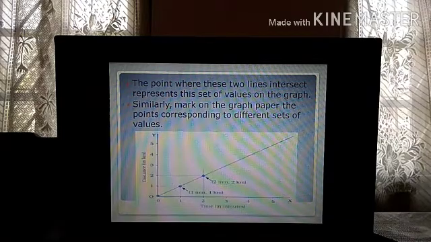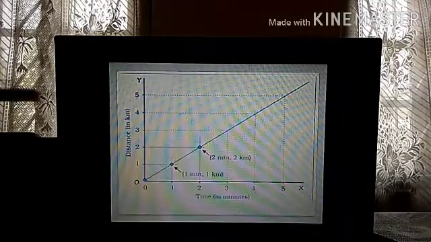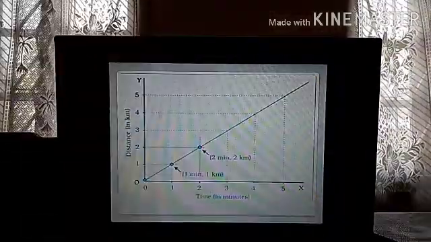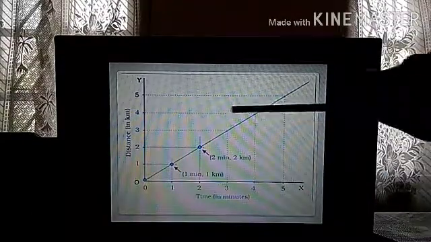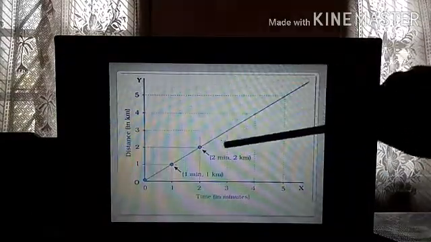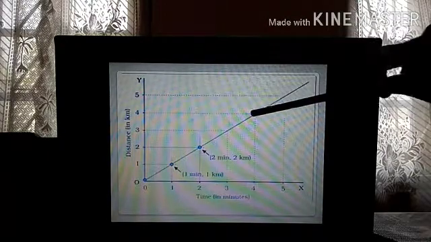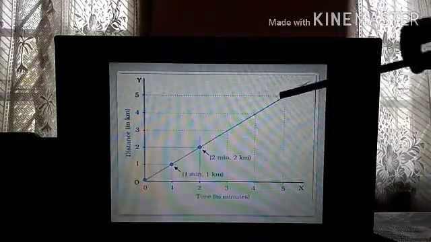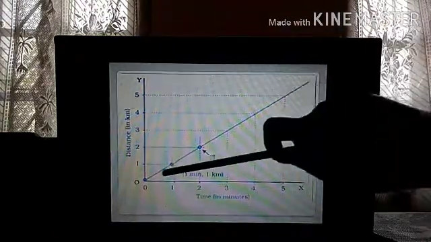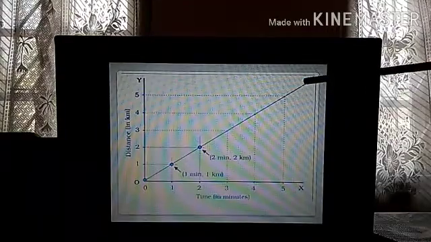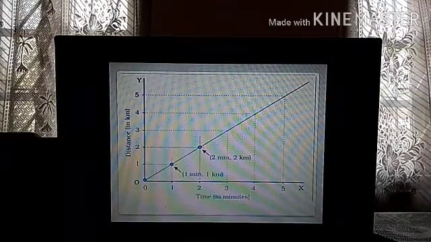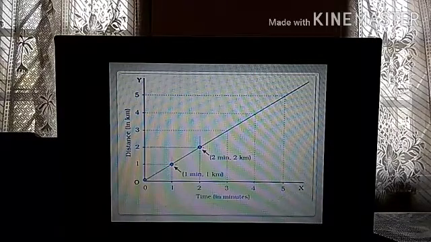After you have marked everything, you will get a straight line like this. Here you can see all the points are marked. That is 3 minutes 3 kilometers, this is the point. 4 minutes 4 kilometers, this is the point. 5 minutes 5 kilometers, this is the point. So when you join the points like this, it is a straight line. This graph is a uniform graph and the car has moved uniformly. So it shows uniform motion. Am I clear?